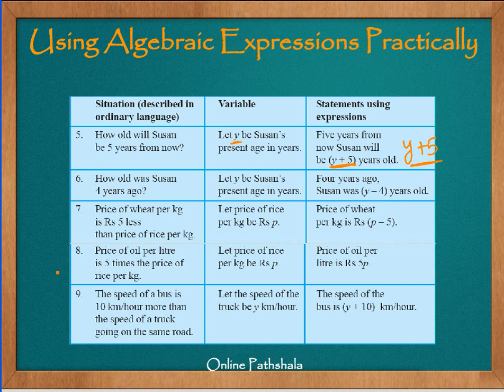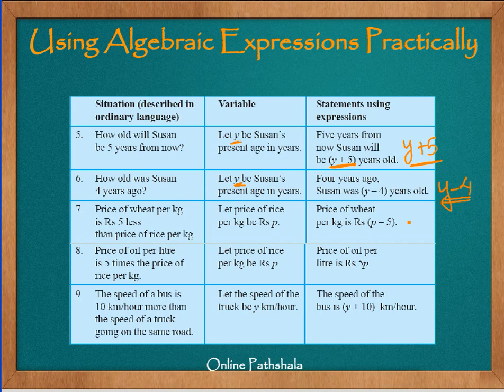Another example, how old was Susan 4 years ago? Well, I don't know Susan's age right now. It's not given to me. So I say let y be Susan's present age in years. And I want to find out her age 4 years back. Simply subtract 4 from y. So we get 4 years ago, Susan was y minus 4 years old.